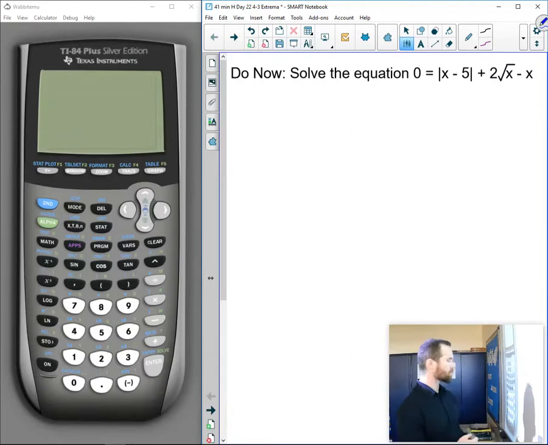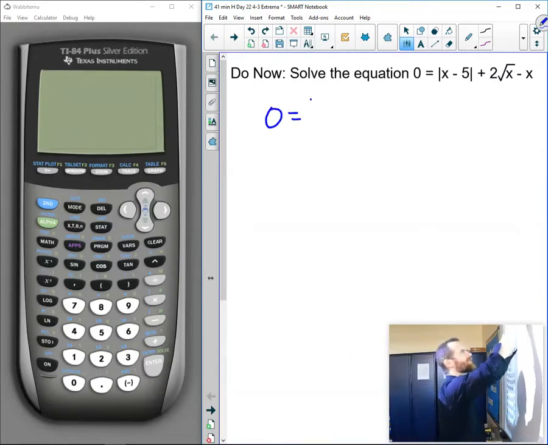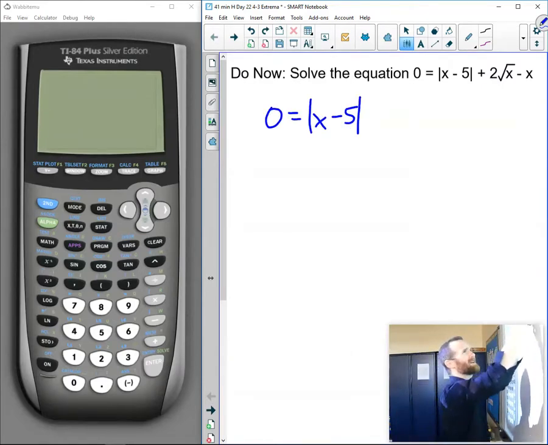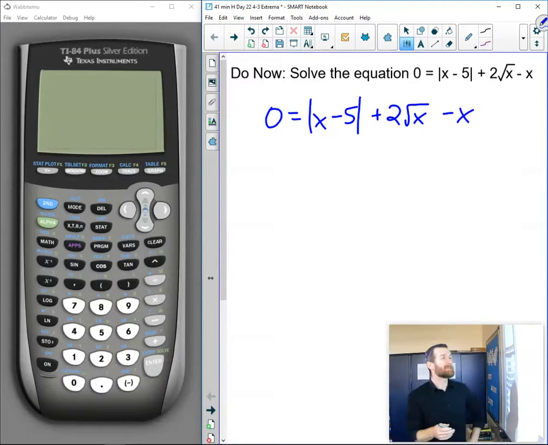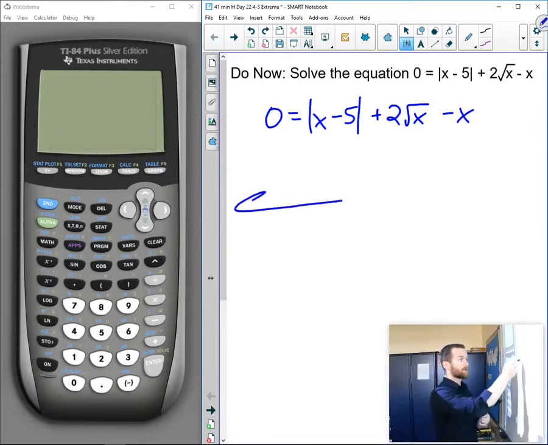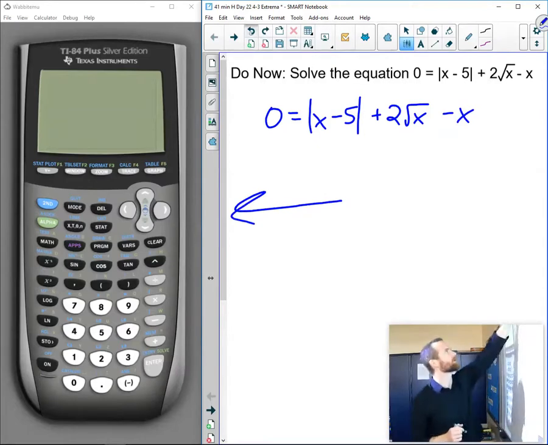The warm-up says we have to solve the equation 0 equals the absolute value x minus 5 plus 2 times the square root of x minus x. What an absolute nightmare. I mean, I'm sure it might be possible to solve this by hand, but I wouldn't even know how to start. I would really have to think for a while to come up with a strategy to try and solve this by hand. But fortunately, we've got a graphing calculator we can use.